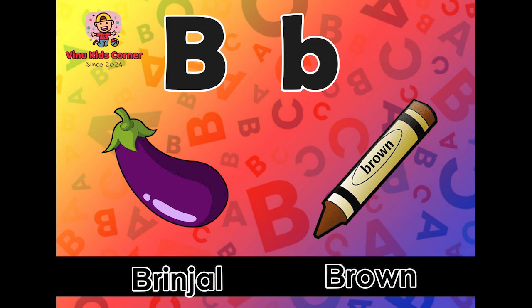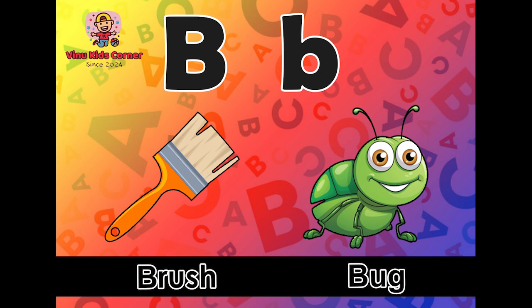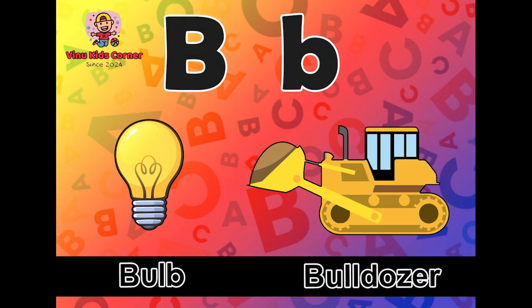B is for brinjal. B is for brown. B is for brush. B is for bug. B is for bulb. B is for bulldozer.